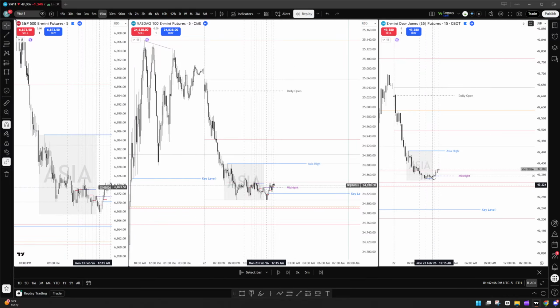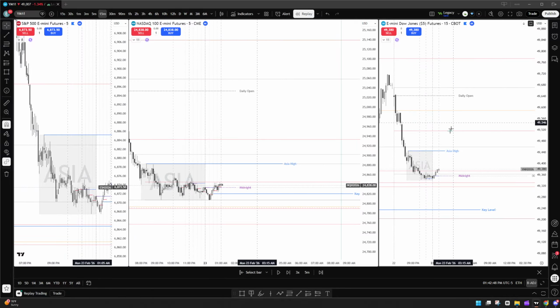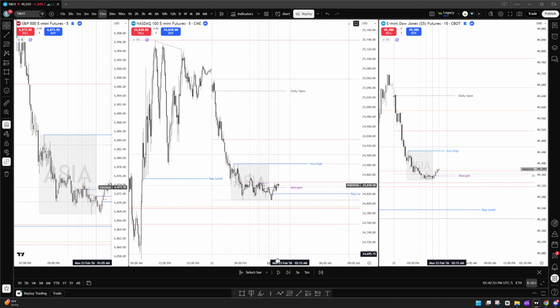Okay, V-shaped recovery. So anyway, that's what I was waiting for, and I want to see. So this was easy. Back to EQ at least. So anyways, I took longs here on all of these assets.